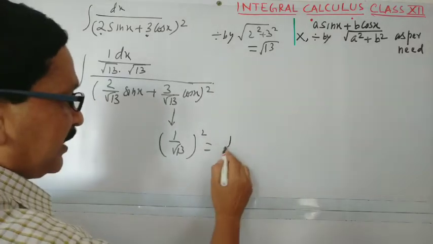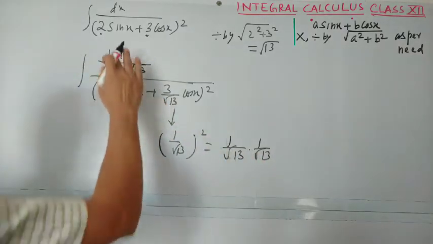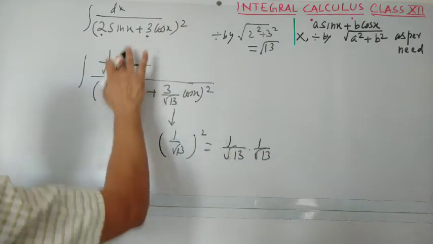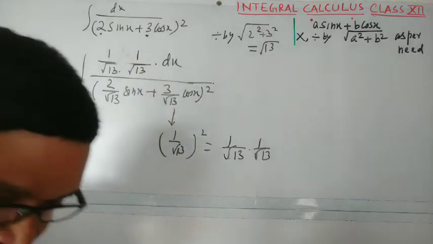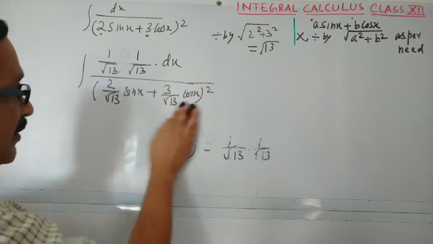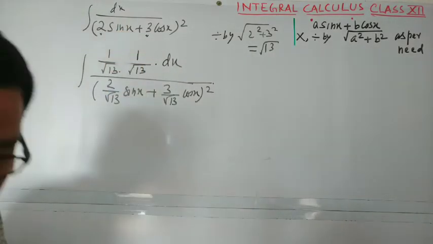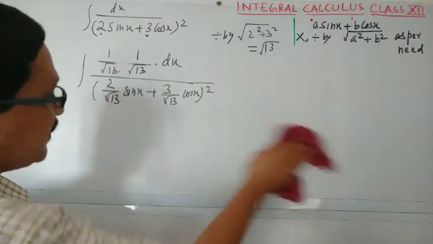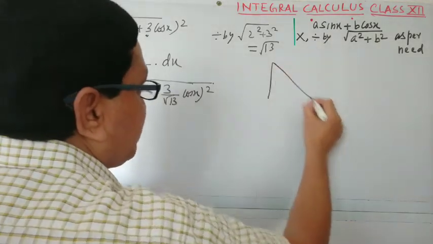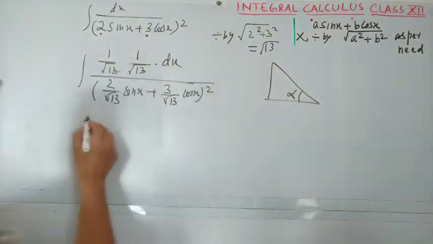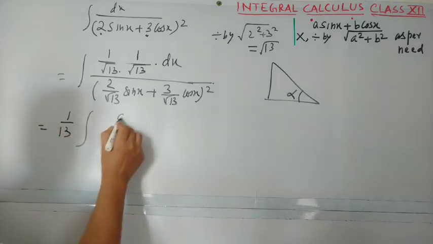This is 1 by 13, 2 times 1 by root 13. So due to a square, write 1 by root 13, 1 by root 13 twice. Then write dx. Now this is good. Due to a square, 1 by root 13 has been written twice. Never forget it. After that, the same pattern will be followed. Make a triangle. Write alpha here. This is 1 by 13 outside. And dx.